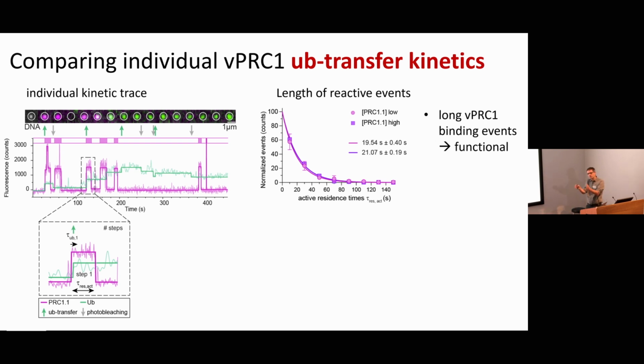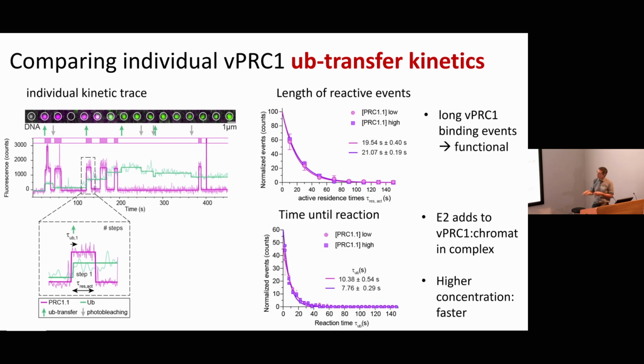First, how long does PRC1 need to bind to chromatin for a reaction to occur? If we take histograms of the lifetimes of all the active catalytic events, we see that they take about 20 seconds or so. Very short events usually are not enough time to get the ubiquitin transfer. It needs to be bound on average about 20 seconds. How long does it take from the beginning of a binding event, on average, for a ubiquitin to get transferred? We can also make histograms out of that, and we generally get about 10 seconds.